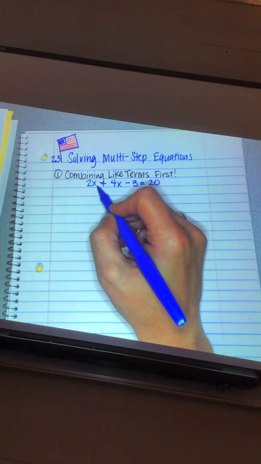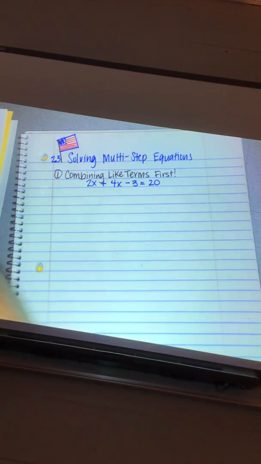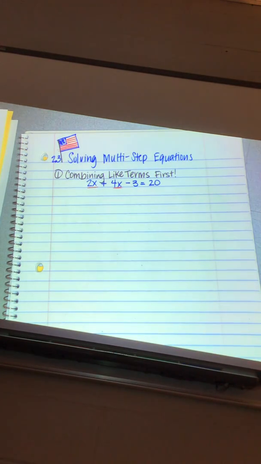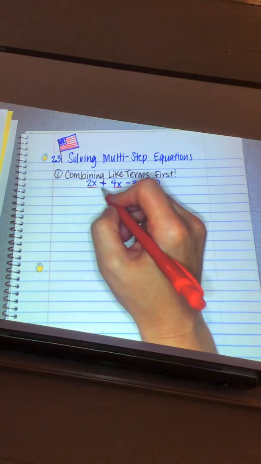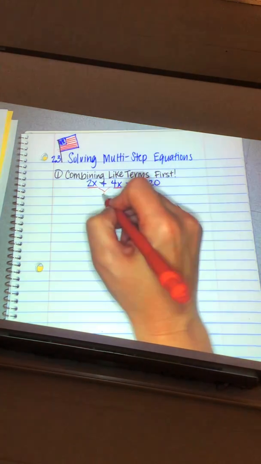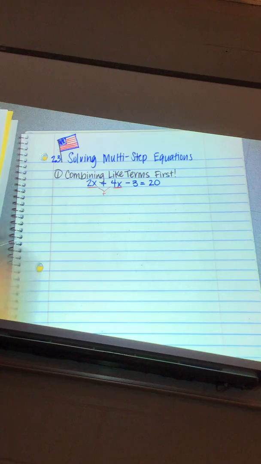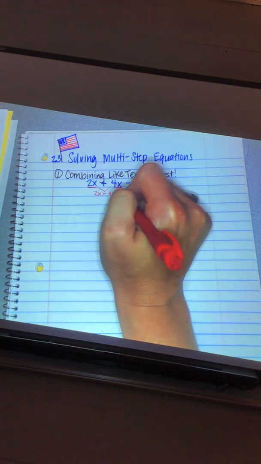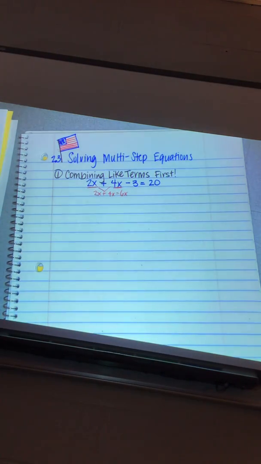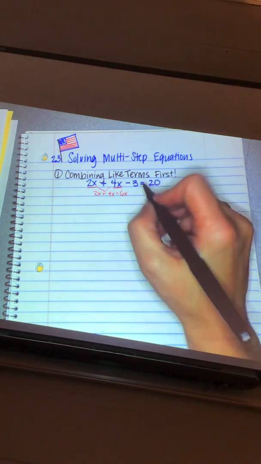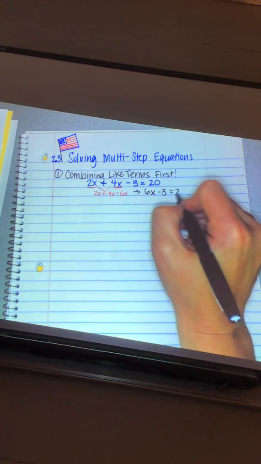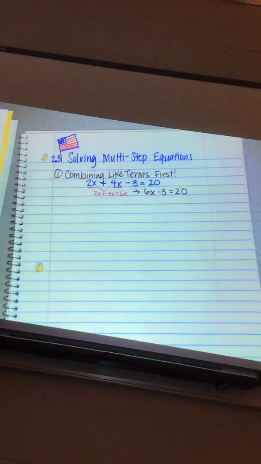So yes, right here we have a 2x and a 4x. Those are both in the variable families. They're the same variable. So we're going to add those together. When you add a 2x and a 4x, you get 6x. So now we could rewrite this expression to be 6x minus 3 equals 20. Okay? That's what we mean by combining like terms.